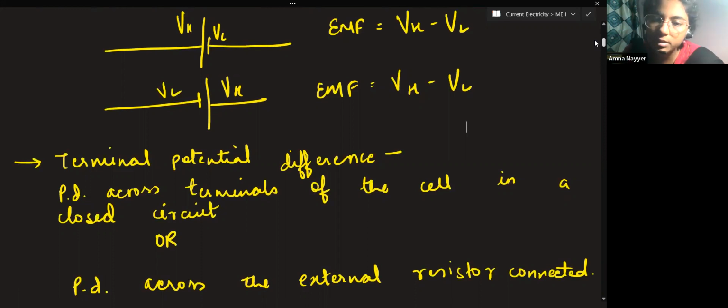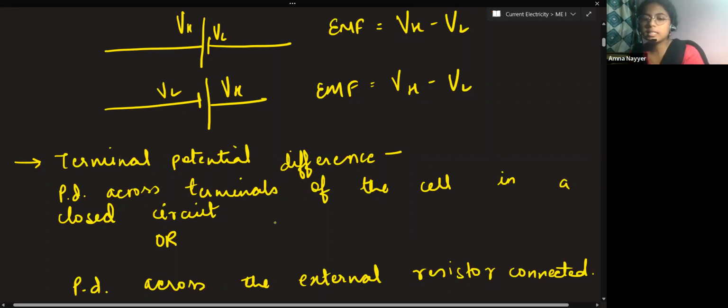When the whole circuit is closed, the cell is there. So at the terminals of the cell, terminals of the cell means if this is your cell and here the whole circuit has been connected, these are the terminals of the cell.